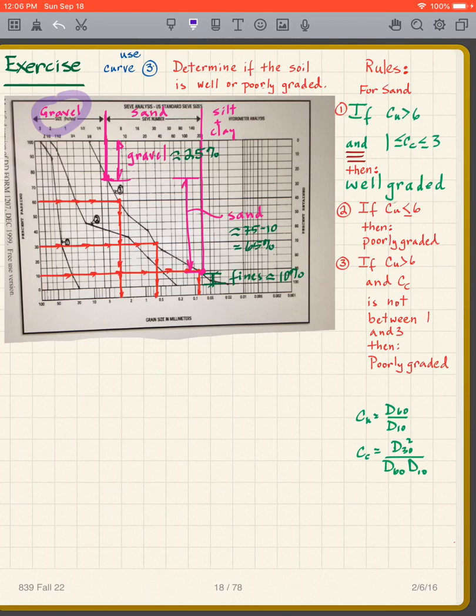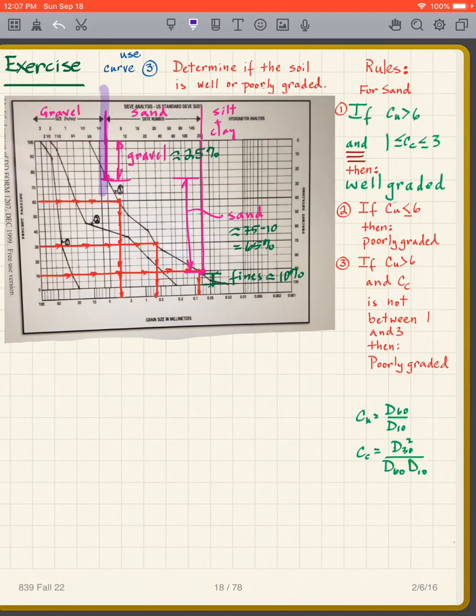How does that work? Well, the sand, this is the one you need to know. It's between the number 200 sieve, so the number 200 sieve is over here. The number 4 sieve is here. So the way to do this, for any plot, is you draw the number 4 sieve, you draw the number 200 sieve, and that gives you the sand region. To the right is silt and clay. To the left is gravel.